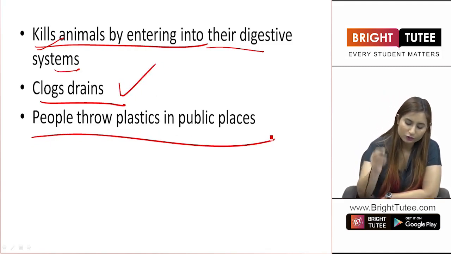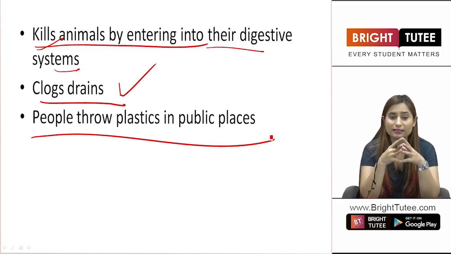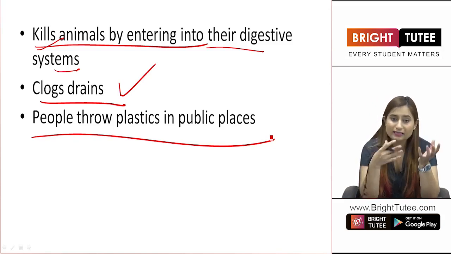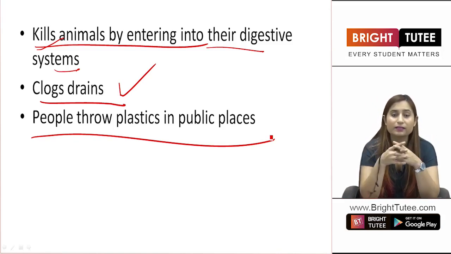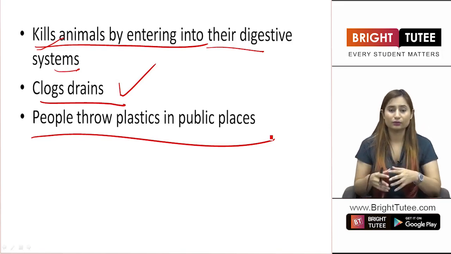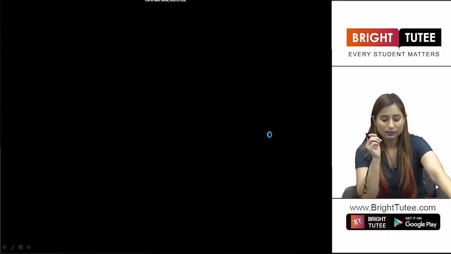Then now people throw plastics in public places. This is a very big issue that people are not aware of the damage that is caused by plastics to our environment. So people basically throw their plastic wastes in public places, not in dustbins. So this is not good for our environment, students. So basically, plastic is damaging our surroundings, right?